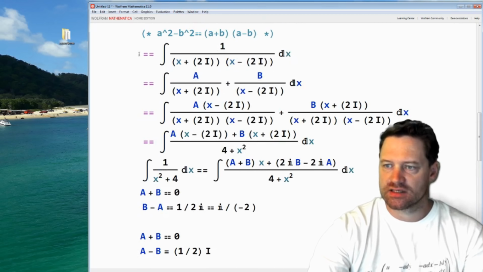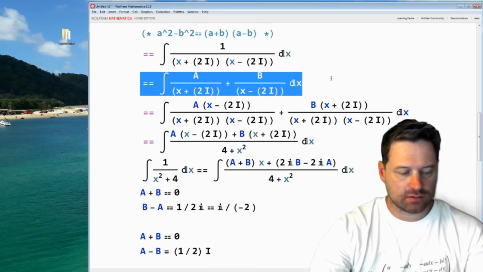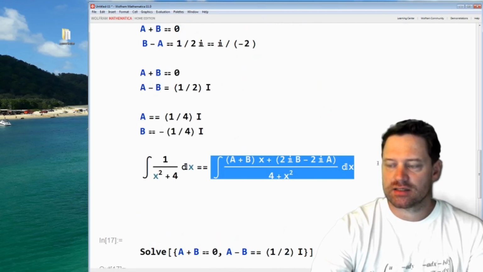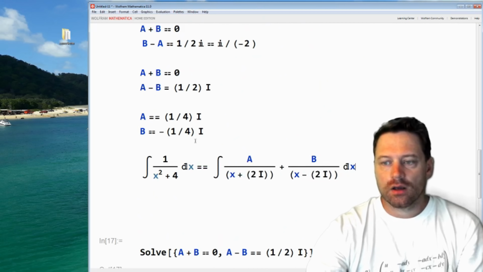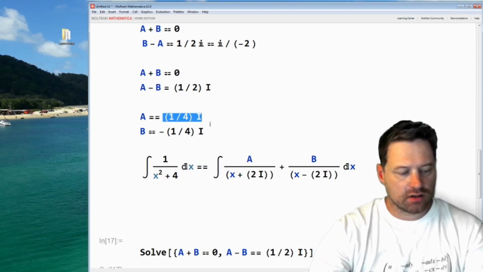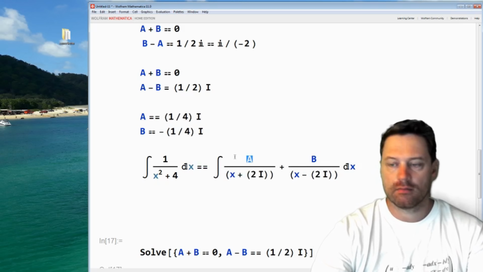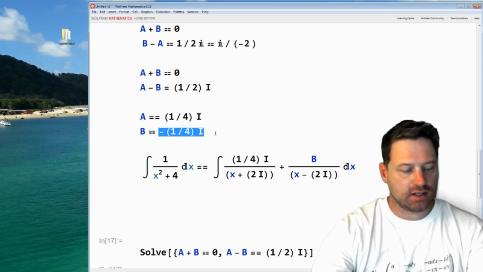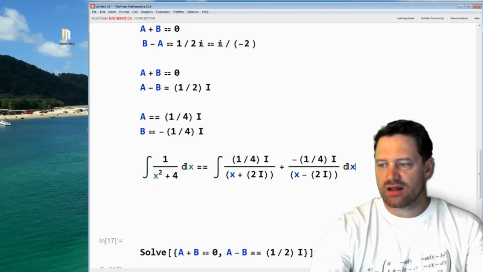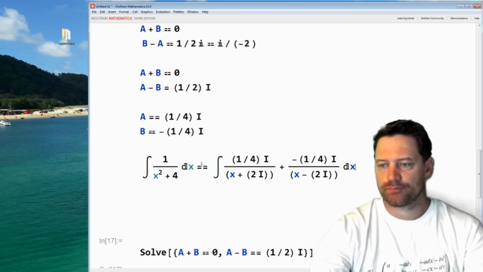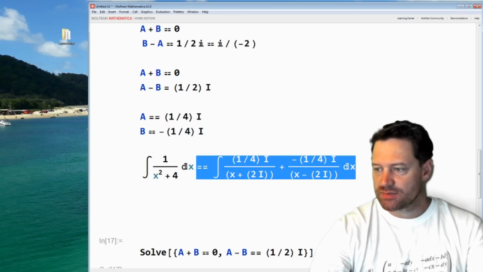Actually, what I want is this line right here. Okay, I'll copy that, paste. Too many equal signs. All right, we found that a is 1/4 of i, and b is minus 1/4 of i. Okay, so now that we have this, that makes this much easier.